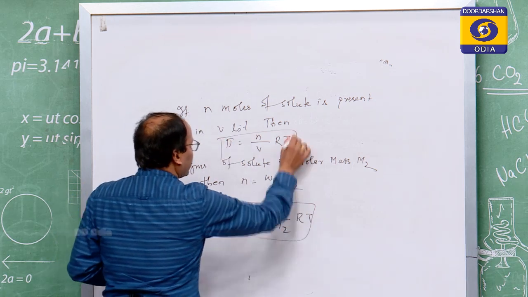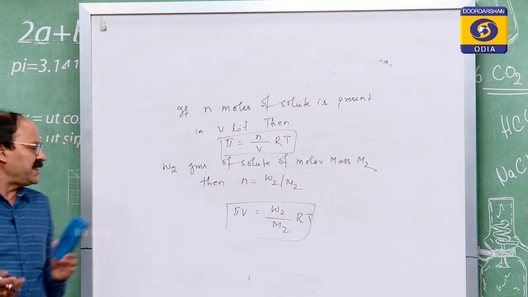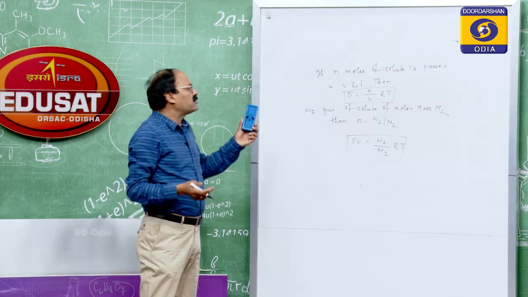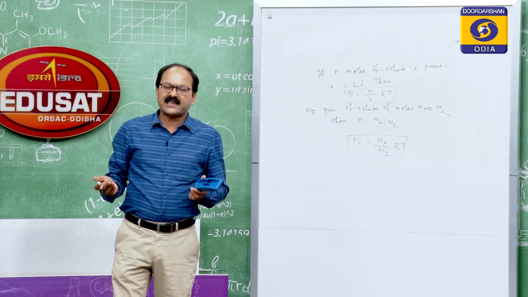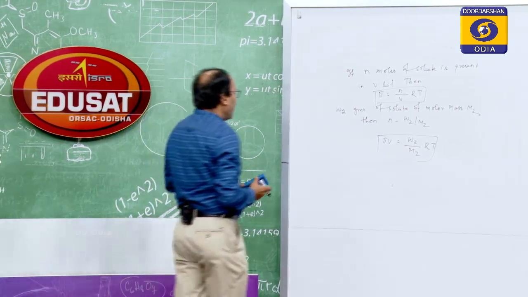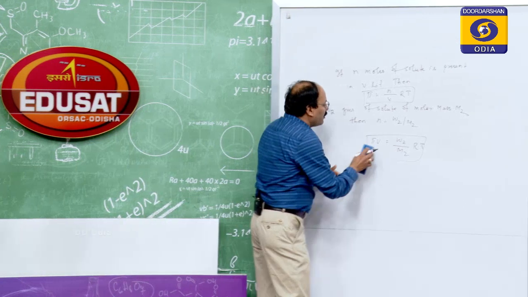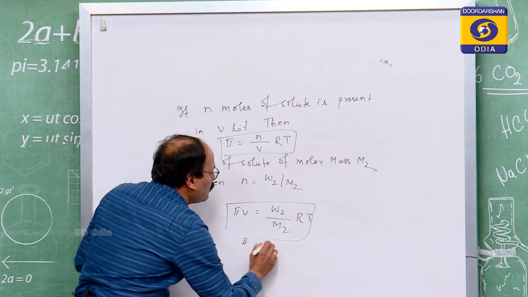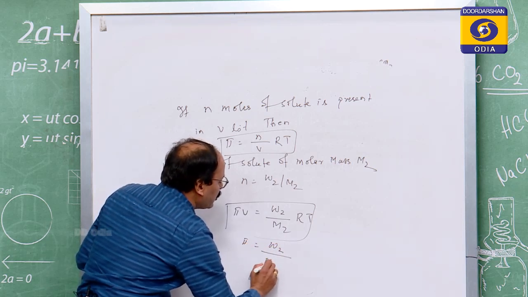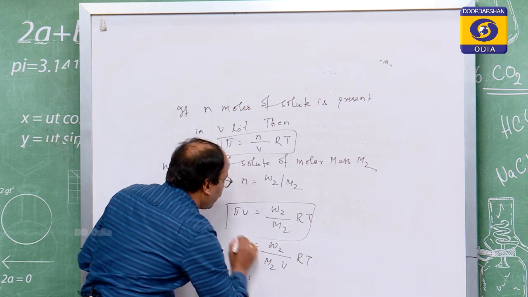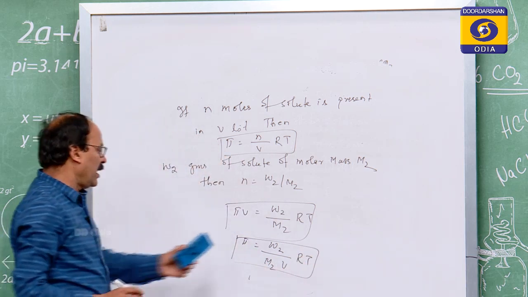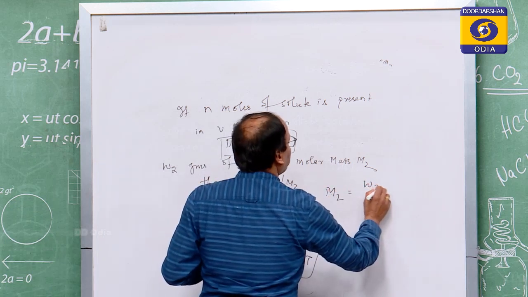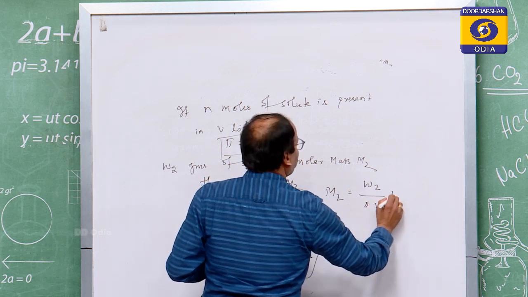Look at this equation, pi is equal to n by V RT. V is the volume taken, R is the universal gas constant, T is absolute temperature. So, pi is directly proportional to the number of solute particles present in the system. So, it is a colligative property, and from this you can calculate pi also. Pi will be equal to W2 by M2 into V into RT. From this you can also calculate the molecular mass. M2 will be equal to W2 RT by pi V.